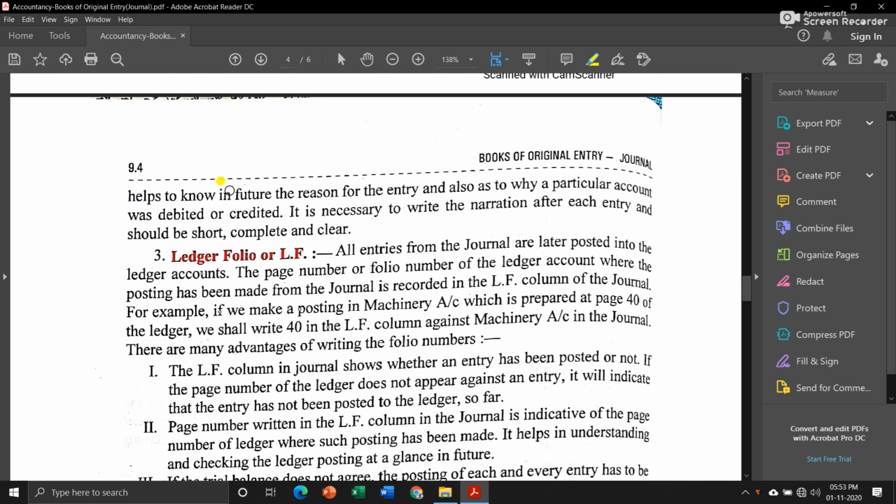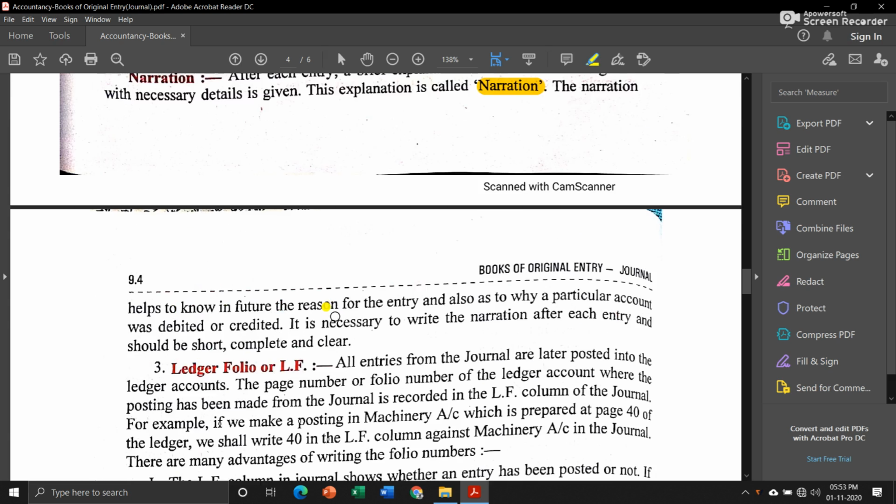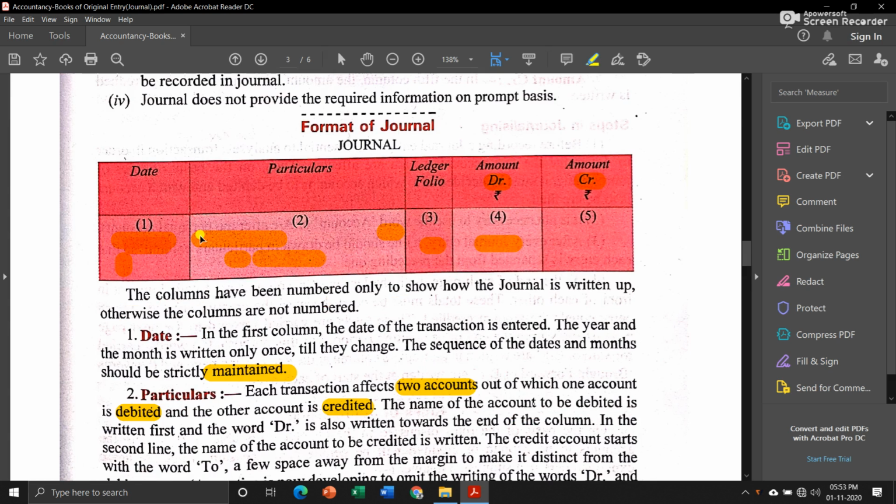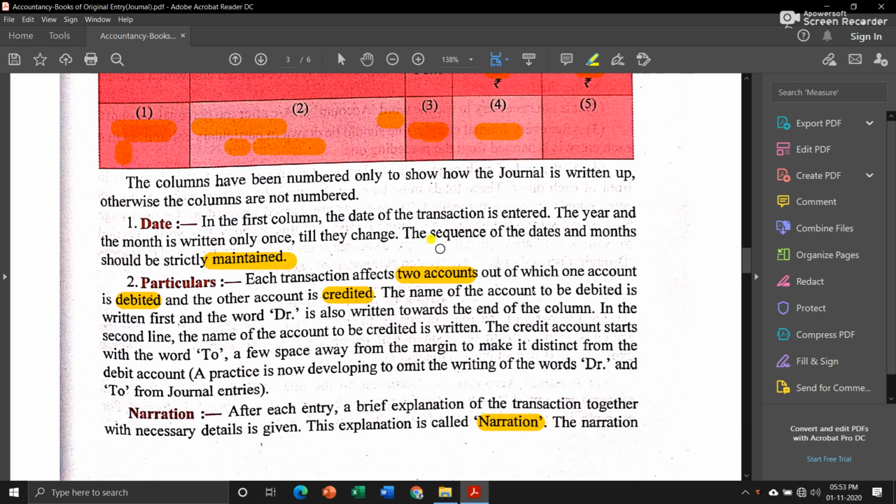Then the third column is ledger folio or LF. All entries from the journal are later posted into the ledger accounts. The page number or folio number of the ledger account where the posting has been made from the journal is recorded in the LF column of the journal. Suppose you made one journal entry in here, and this entry was recorded on page number 39 of the ledger folio, then you will write that 39 in this column, indicating that this transaction was recorded on page number 39 of the ledger book.